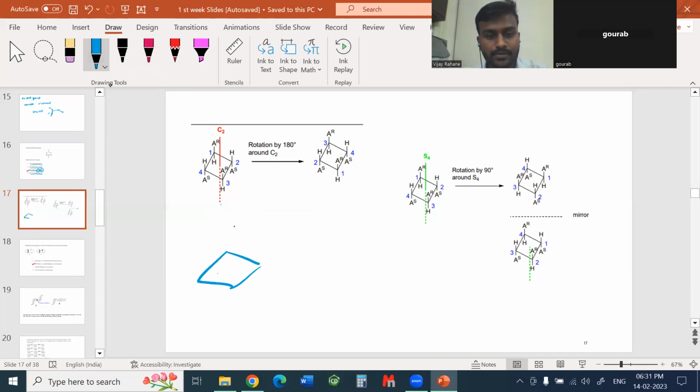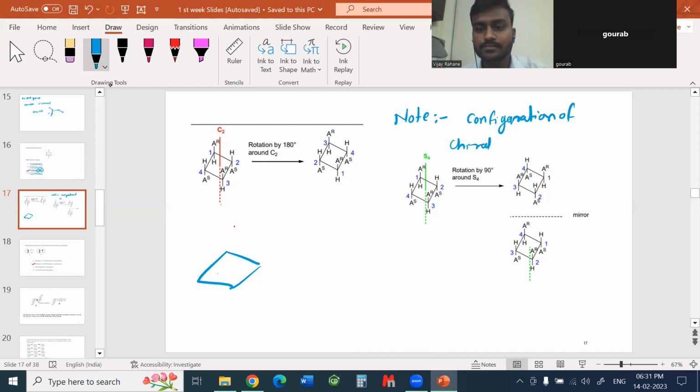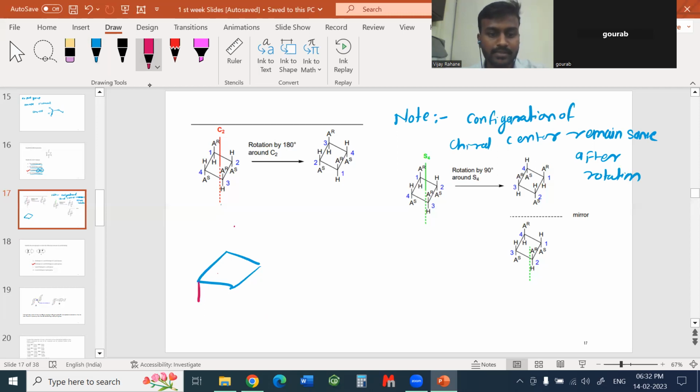In this one, we need to note two important concepts, right? First one is the configuration of a chiral center remains the same after rotation, right? Suppose we just take one group at a time, like here AS and here AS.